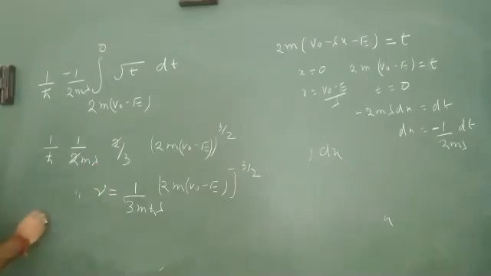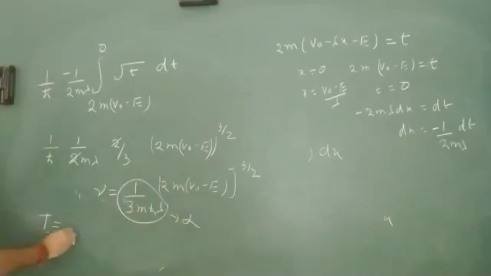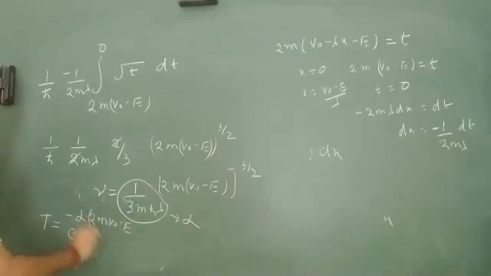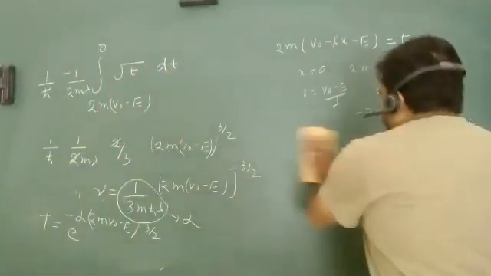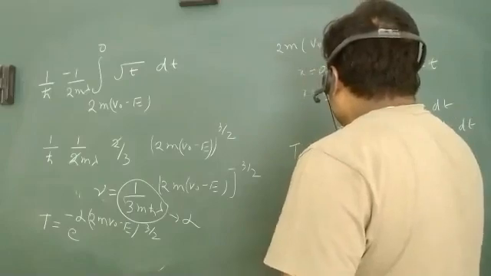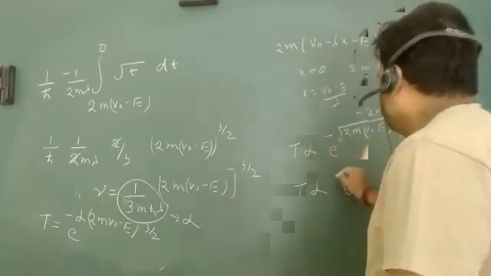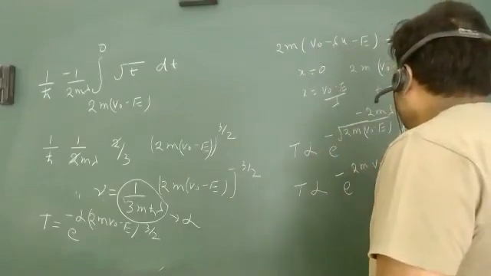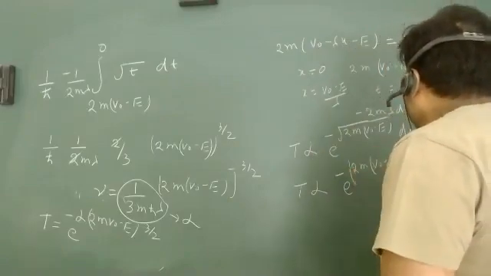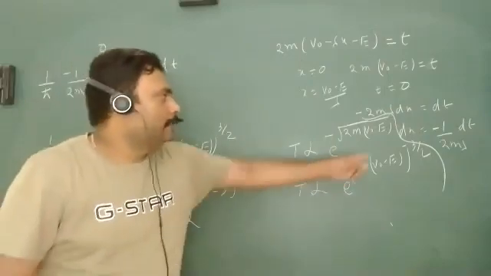And now what will be your t? Your t is equal to, let's say this whole thing is some alpha. So t is equal to e to the power minus alpha, and you have 2m (v naught minus e) to the power 3 by 2. So you can find that in the last problem, t is proportional to e to the power minus root under 2m (v naught minus e), isn't it? And here t is proportional to e to the power minus 2m (v naught minus e) to the power 3 by 2.